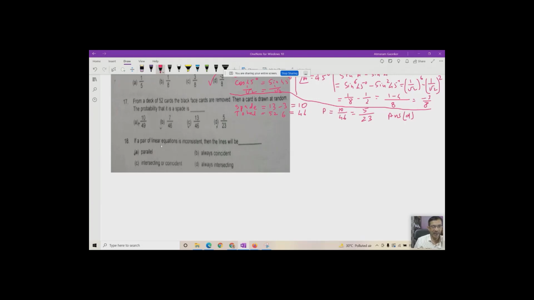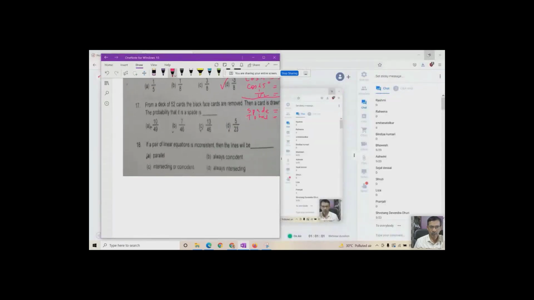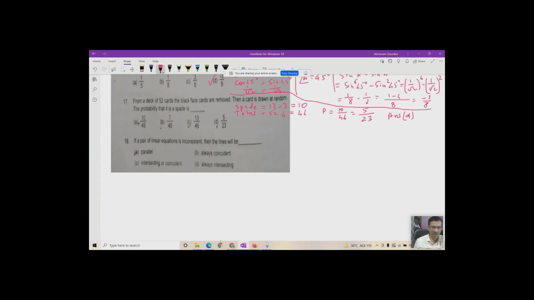Eighteenth question is very easy. If a pair of linear equations is inconsistent, that means they are, then their lines will be, please type your answer in the comment box. This is a very easy question. Yes, they are parallel. So answer A. No need of explanation for this.